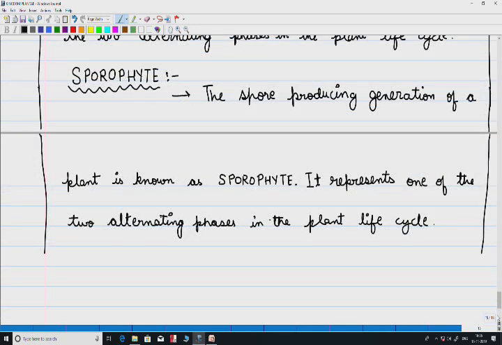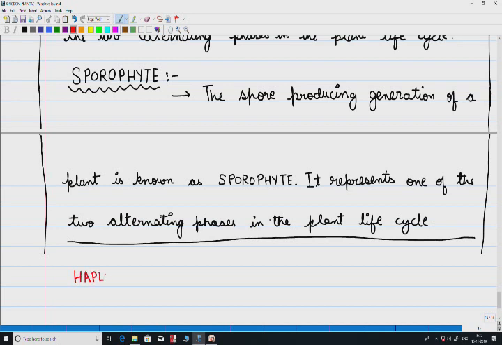Now there is another term called haplontic phase and diplontic phase. So this is one part. Sporophyte and gametophyte is one part. Then there are two more definitions: haplontic life cycle and diplontic life cycle. Please write the next term. Haplontic. What is haplontic? What is diplontic?